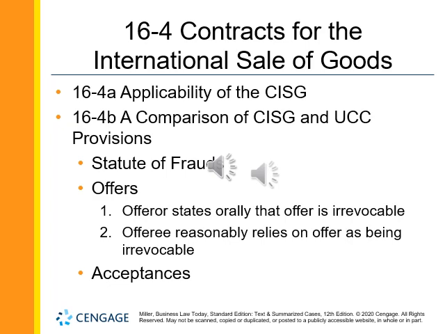Contracts for the international sale of goods. The 1980 United Nations Convention on Contracts for the International Sale of Goods, or the CISG, governs international sales contracts between firms or persons located in different countries, as long as the countries in which the parties to the contract are located have ratified the CISG.